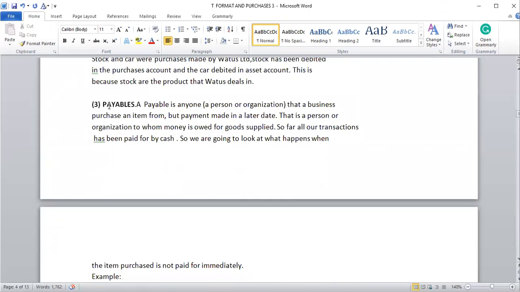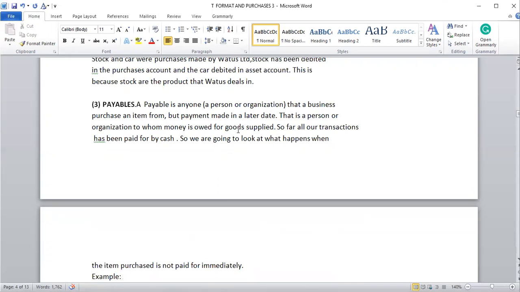Payables. In accounting, when we say payables, what is the meaning? A payable is anyone, a person or organization, that a business purchases an item from, but payment is made at a later date. That is a person or organization to whom money is owed for goods supplied. Let me explain.